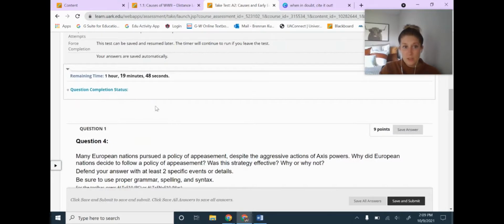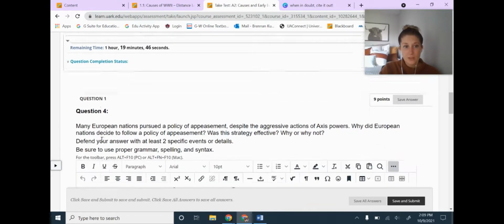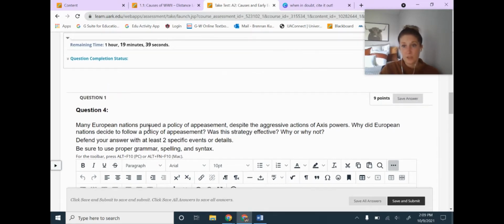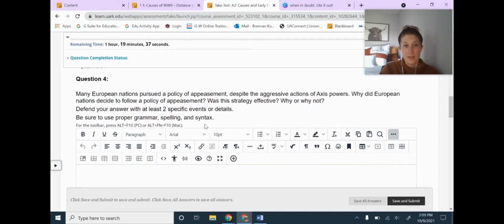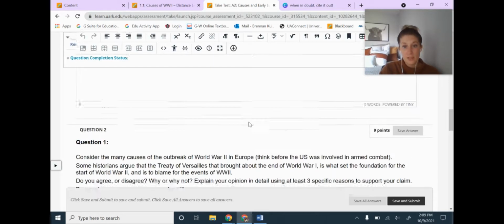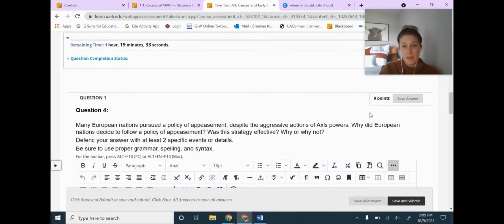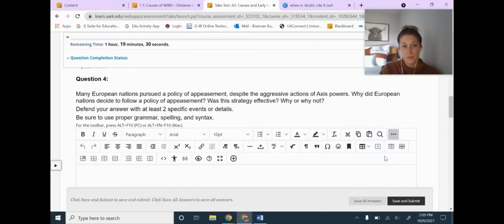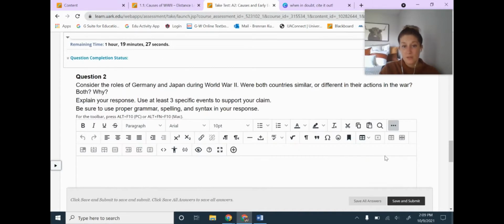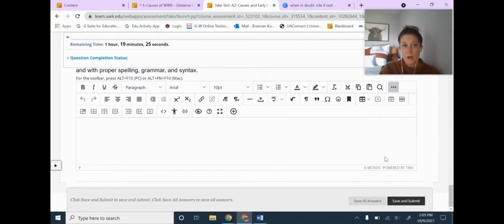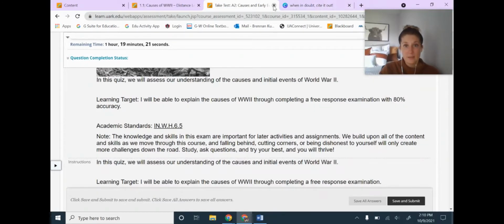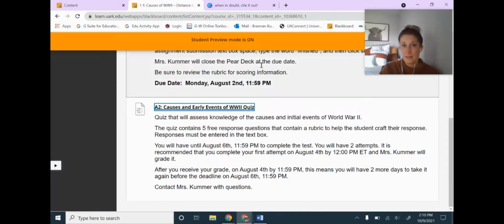5 free response questions. Here's a question here. And the questions are shuffled every single time too. So this says question 1, but it's actually question 4 in the original version that was made of this. Here's the question. And then the specific rubric is also shown there for the students to utilize as well. So again, they have some ideas on how to do this. All right. So that is an example of that assessment there.